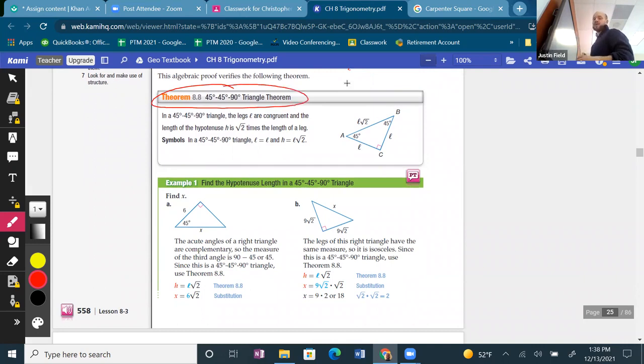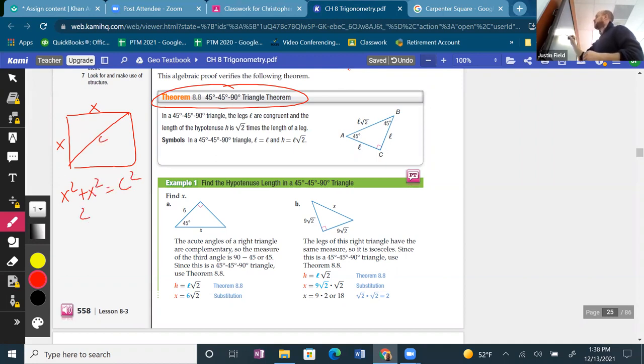The 45, 45, 90. Okay? You cut a square in half. You know, the square has all sides the same. You cut it in half and then use the Pythagorean theorem. You get x squared plus x squared equals, we'll call that c squared. And then that would be 2x squared equals c squared. Then we square root both sides and we end up with x times the square root of 2. And that's where that square root of 2 comes from. So it's something you can memorize, but it has a reason.